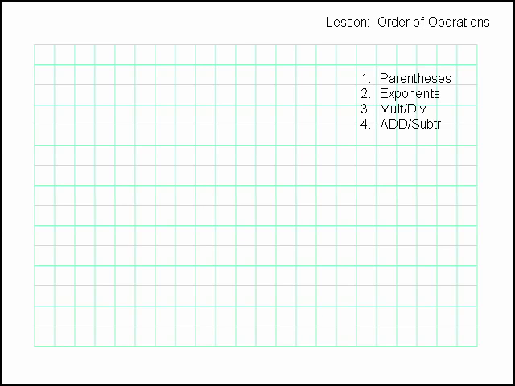Okay, this lesson is on a quick review of order of operations. When we are simplifying an expression, we want to follow these guidelines. We first want to simplify anything in parentheses first, and then after that we're going to take care of our exponents. Then multiplication and division from left to right. Let me write that in there, left to right. And then finally we do addition and subtraction from left to right as well.